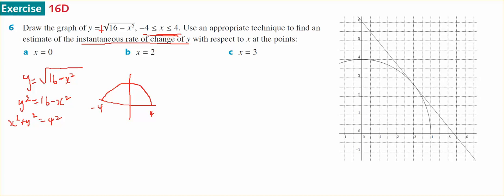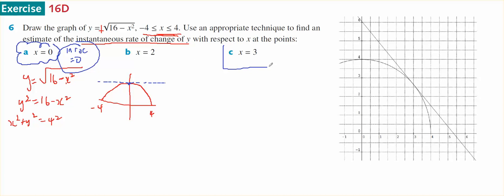Okay, in part A, it says estimate the instantaneous rate of change at x equals 0. And I can see that's the top of the circle, therefore a tangent will be y equals 4, therefore the instantaneous rate of change at that particular point is going to be equal to 0.